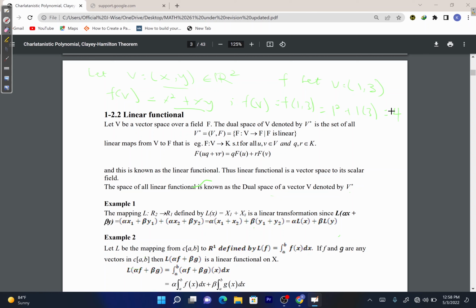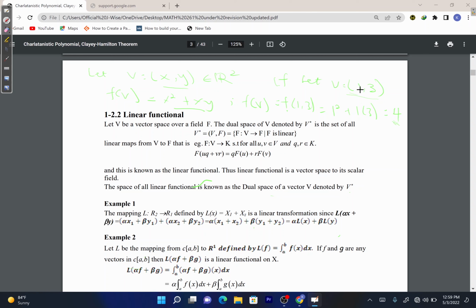Okay, so the result is what? A scalar. (1, 3) is what? A vector. And f is what? A linear map. But since this operator f maps a vector to a scalar, we say that f is a linear functional.